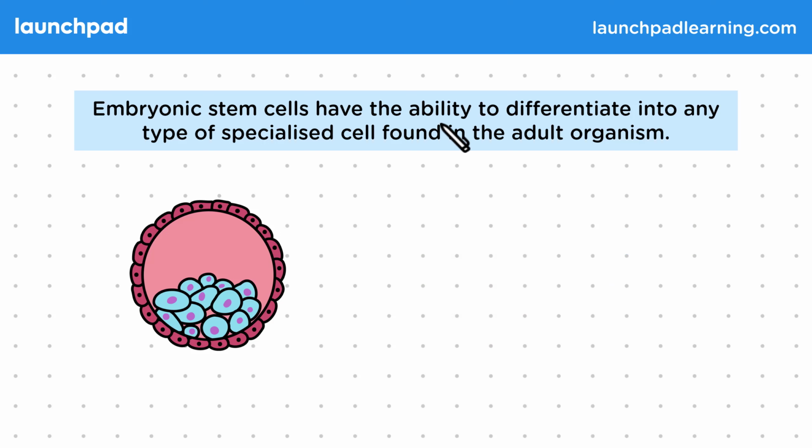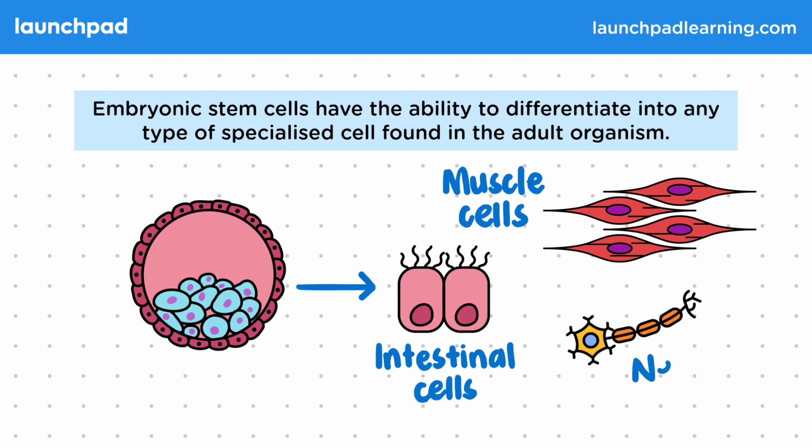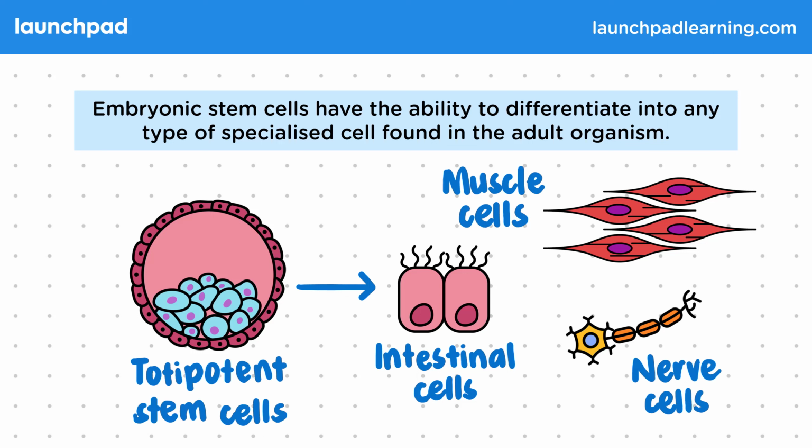Embryonic stem cells have the ability to differentiate into any type of specialised cell found in the adult organism. For example, they could differentiate into intestinal cells, muscle cells, and even nerve cells. We call this type of stem cell totipotent. You don't need to memorise this word for the exam, but it helps you to distinguish them from other types of stem cells. Remember, once the stem cells have differentiated and specialised, they can't turn back or even turn into other types of cell. In the exam, you could be asked to describe the function of stem cells in embryos.